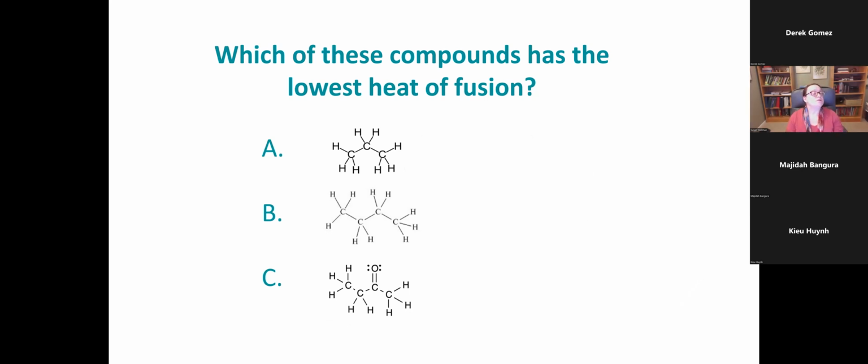Now you got to look at some structures. Now you've got to make some decisions. Which one has the smallest forces? That's the one with the smallest heat of fusion.